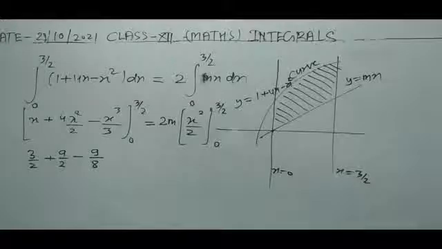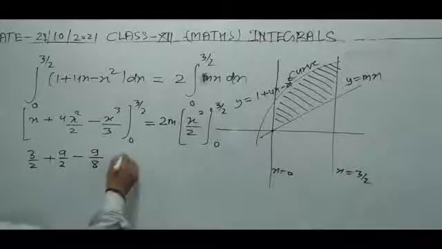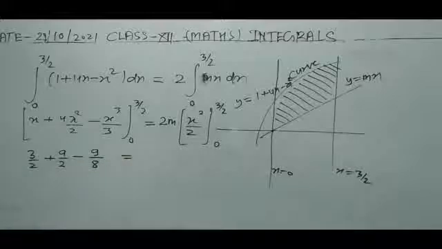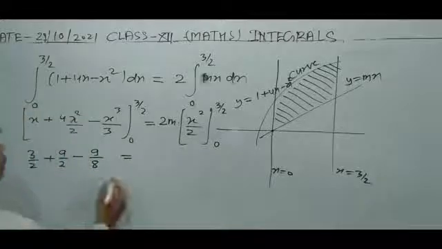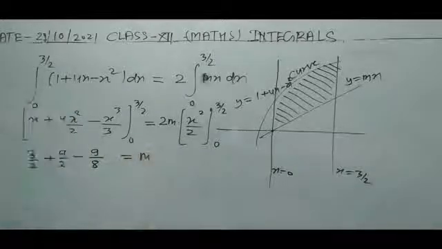You will see this value, and now this result will be equal to x cube by x square by 2, and the value of x is 3 by 2. So 9 by 4 will be here, 2 cancels out. So m in bracket 9 by 4.